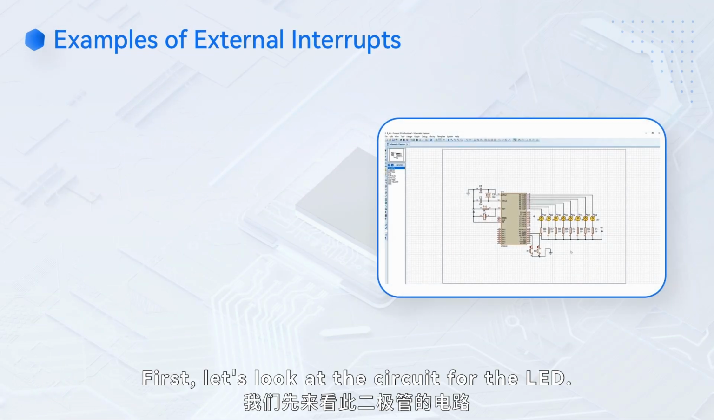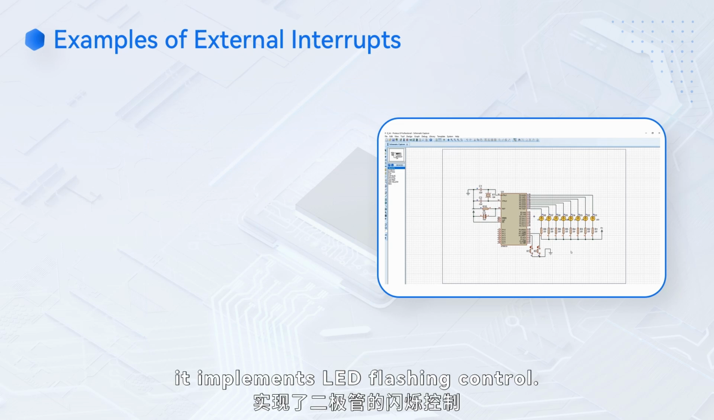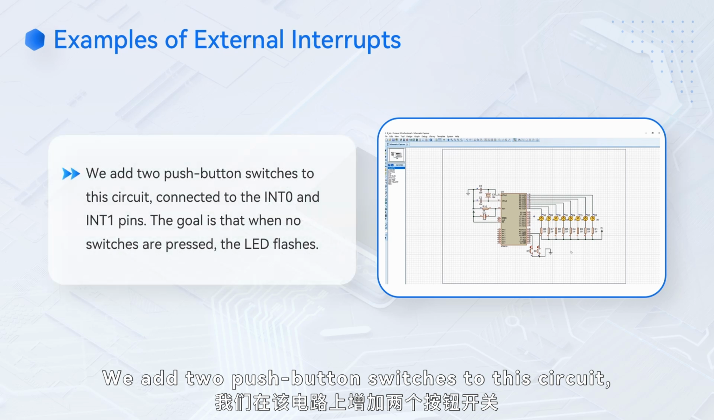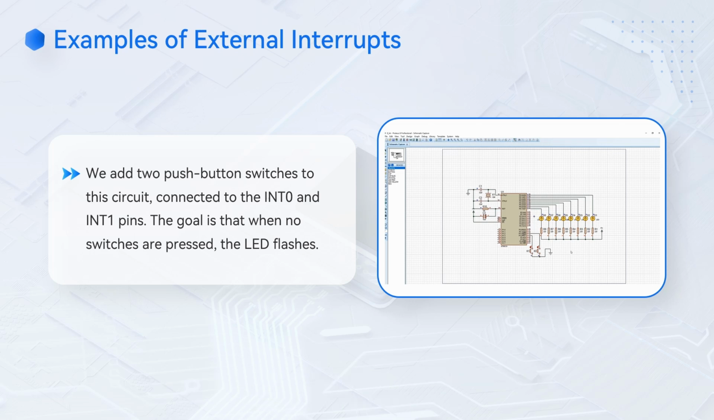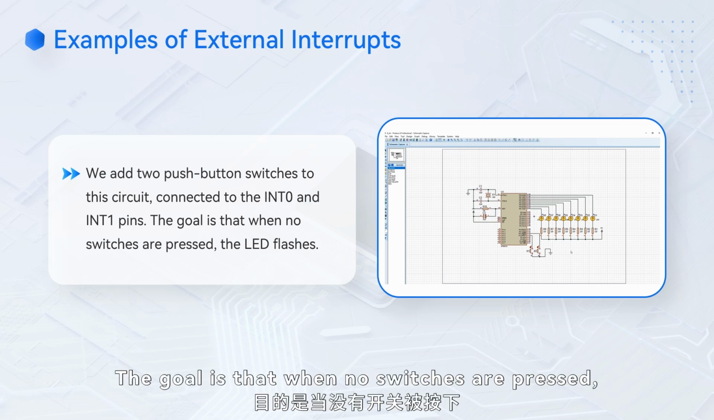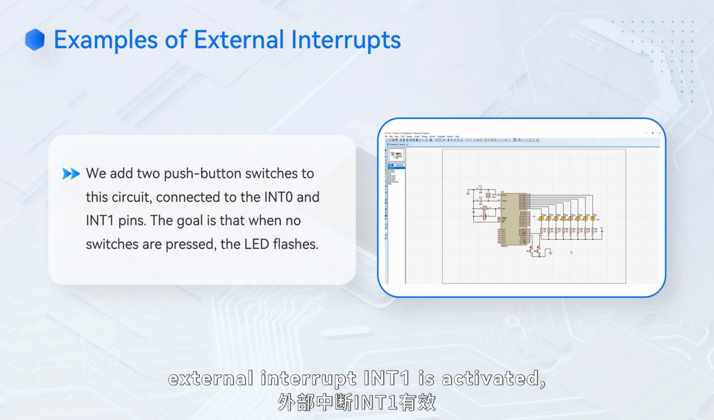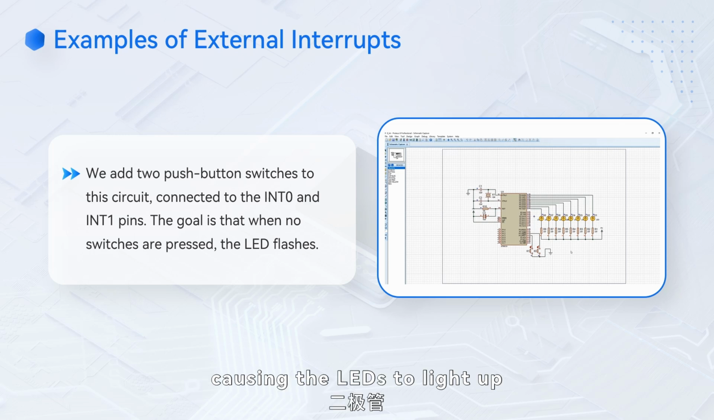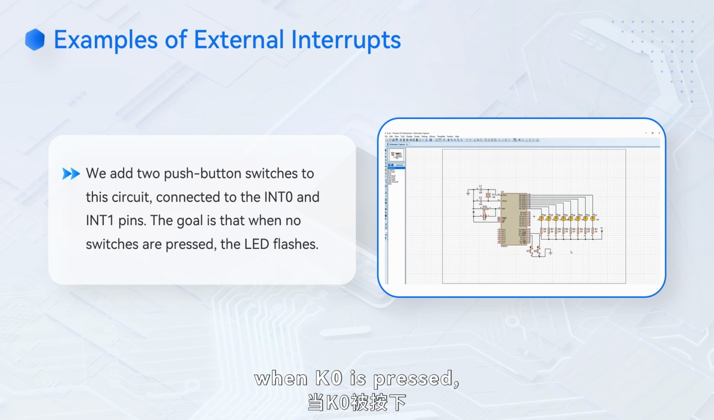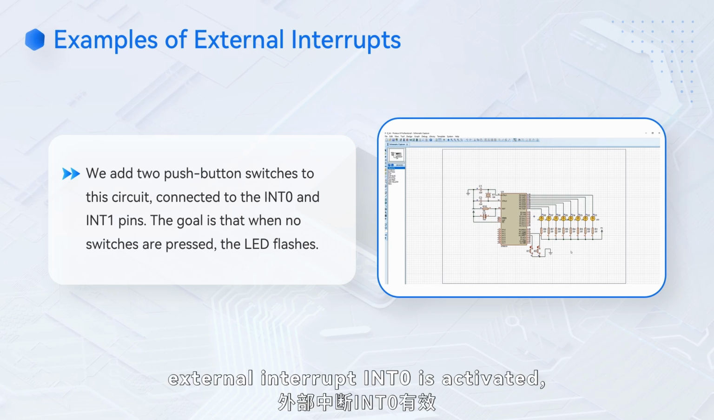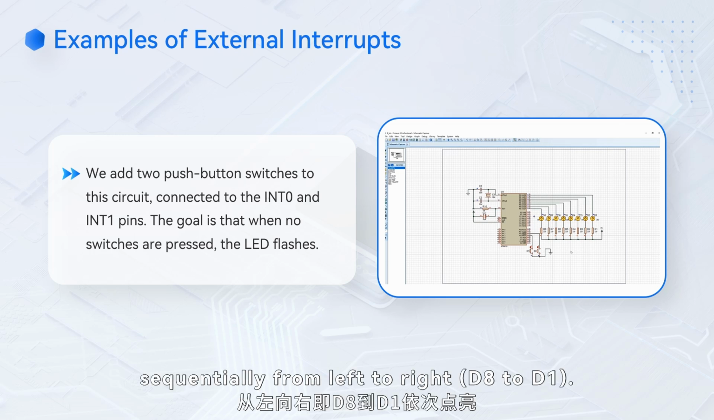First, let's look at the circuit for the LED. In its normal state, it implements LED flashing control. We add two push-button switches to this circuit, connected to the INT0 and INT1 pins. The goal is that when no switches are pressed, the LED flashes. When K1 is pressed, external interrupt INT1 is activated, causing the LEDs to light up sequentially from right to left, D1 to D8. When K0 is pressed, external interrupt INT0 is activated, causing the LEDs to light up sequentially from left to right, D8 to D1.